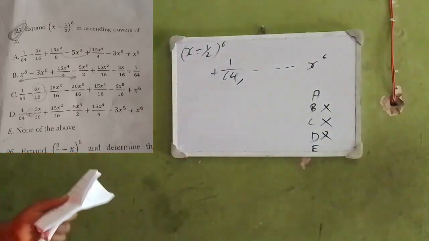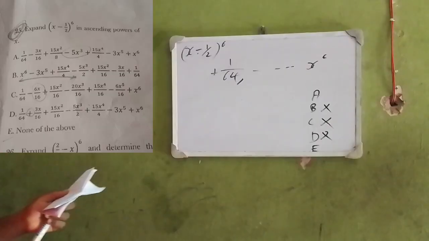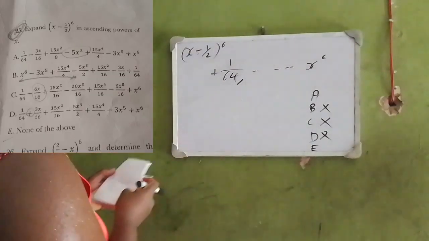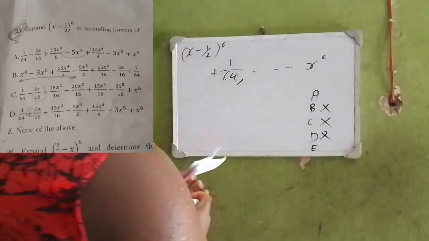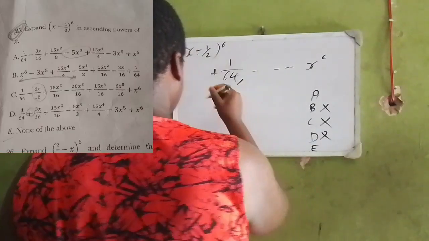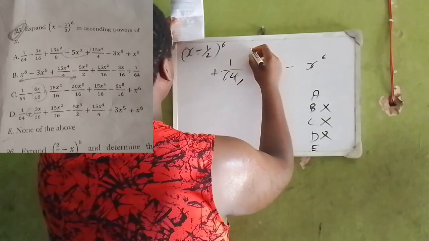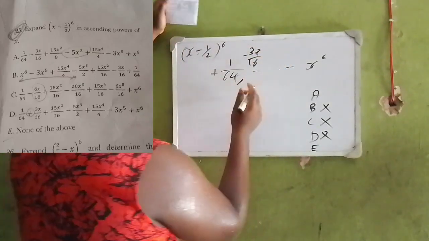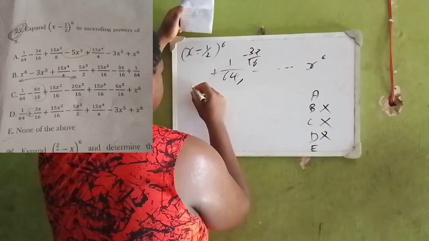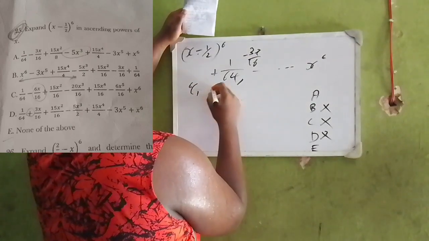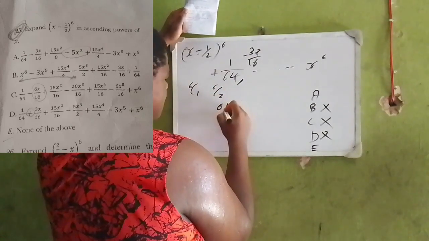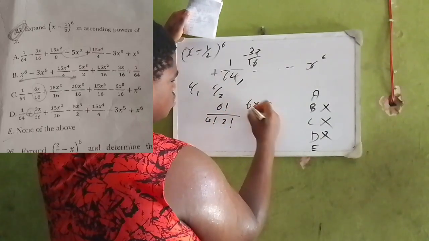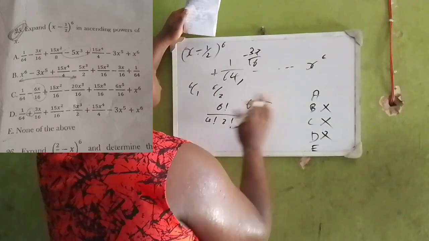Another alternative to solving like this, you can simply use Pascal's method and determine the whole polynomial. But I don't really want to do that right now. So if you look at the next term after minus 3x over 16, the first one was 6 combination 1, the next one will be 6 combination 2, which is 6 factorial divided by 4 factorial 2 factorial, which is 6 times 5 divided by 2, which is 15.